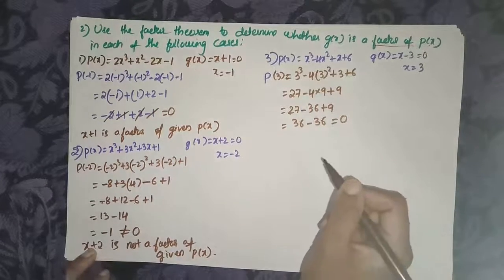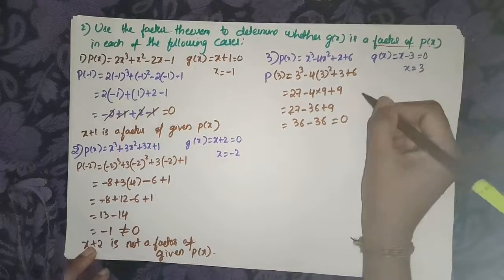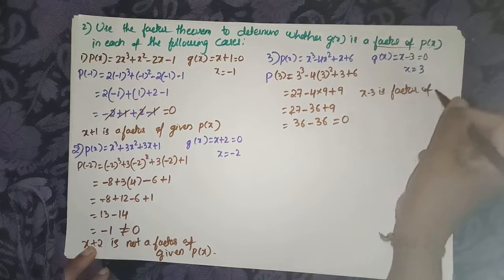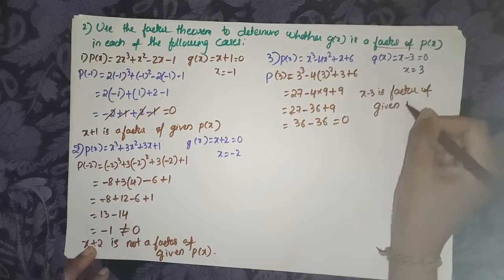Here the remainder is 0. Now x minus 3 is a factor of the given p of x.